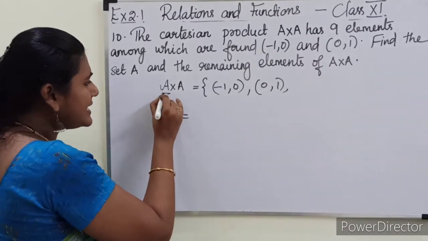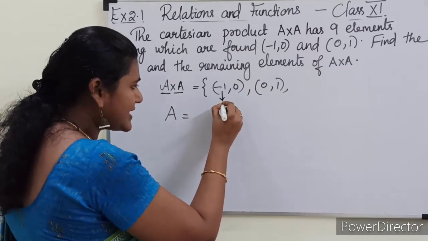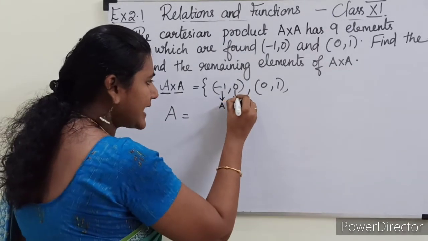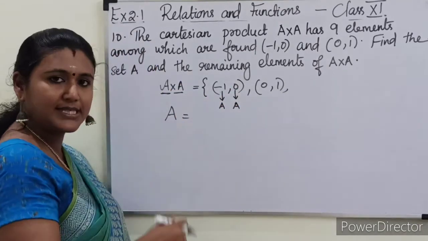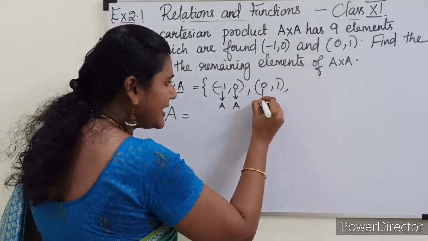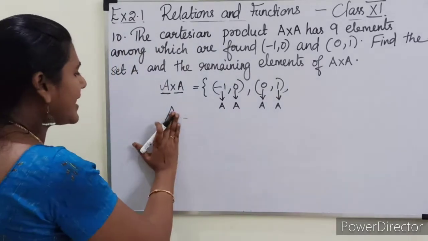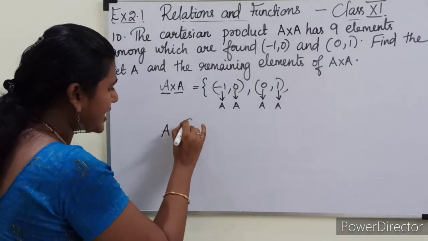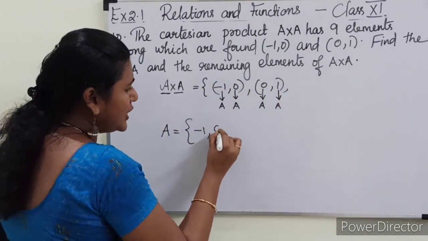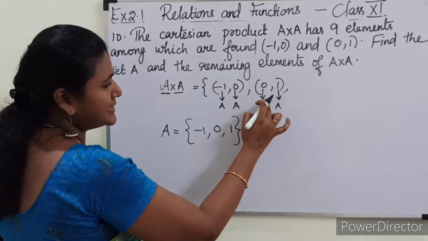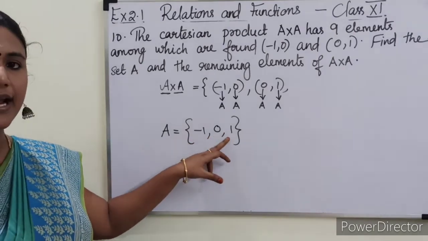So here, since it is the cross product of the same set, the first element is from set A, and what is the second set here? That is also A. So the second element is also from A only. So now we will write the set A. Set A is equal to all the elements we can write: -1, 0, 1. Here this 0 we need not repeat. So -1, 0, 1. So there are 3 elements in set A.